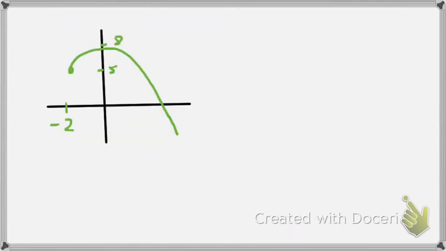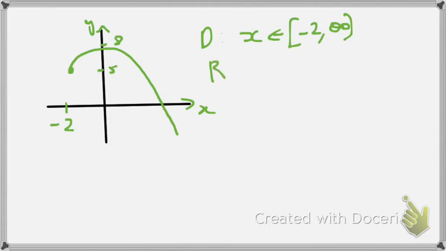Okay, so let's say we've got this function here, and pretend that I was better at drawing and the maximum value is actually at 8. Then in this case the domain is the x values greater than or equal to minus 2. And the range is the y values less than or equal to 8.